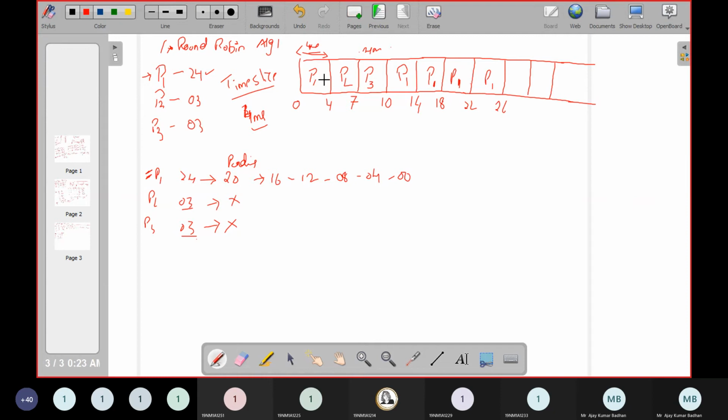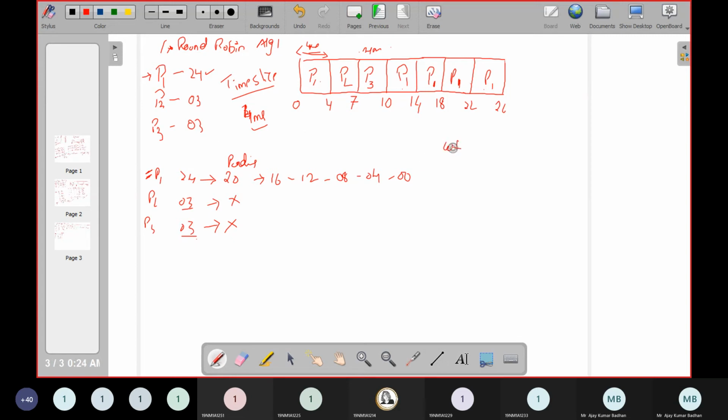Did I miss something? I guess I have missed it. 1, 2, 3, 4, 5. So 5 fours, 20. Okay, I have taken 4 milliseconds now. Fine. So 20. Okay. Is it clear till here? I hope so. Based on this, you people have to do it.